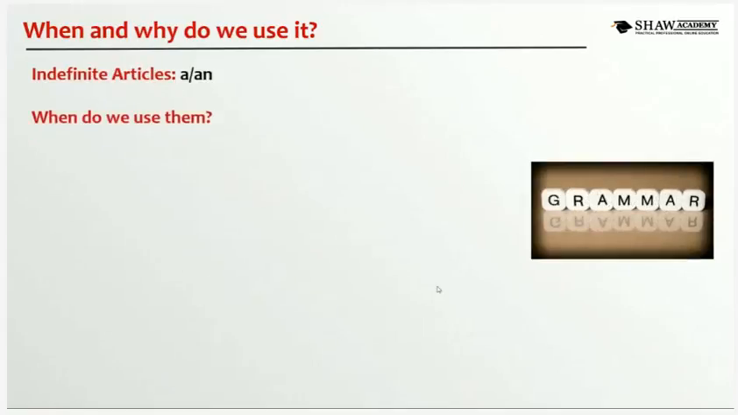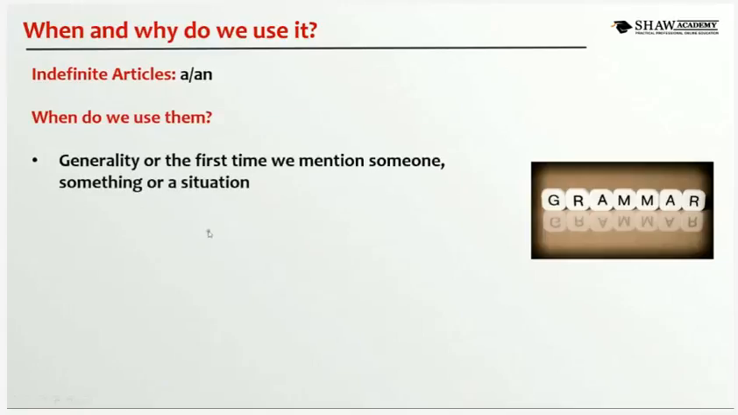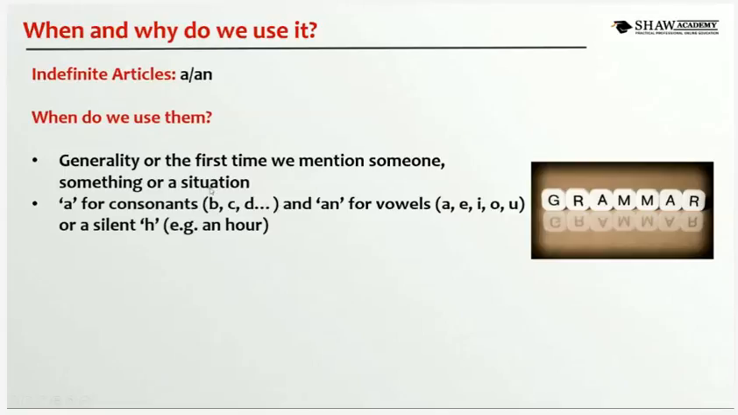Okay, so the indefinite articles a and an. They are used for when we're talking about generality or something in general. Or the first time we mention someone, something or a situation. A is for consonants, so B, C, D, F, G, H, etc. And an is for vowels, A, E, I, O, and U. Or silent H's, so an hour. So in the word an hour, we don't hear the H. It's called a silent H. So that's why we use an, because the word flows nicely when we speak. So vowels are A, E, I, O, and U.